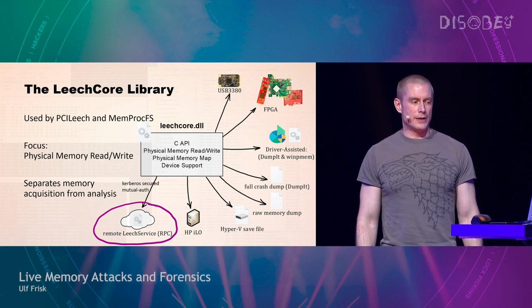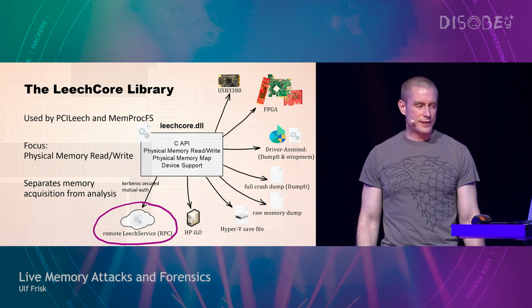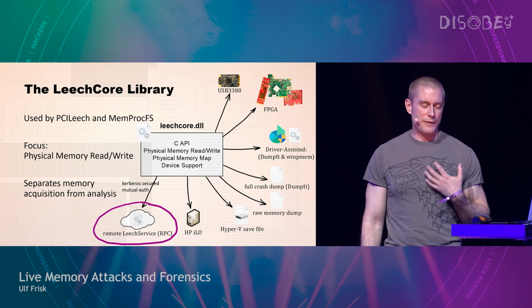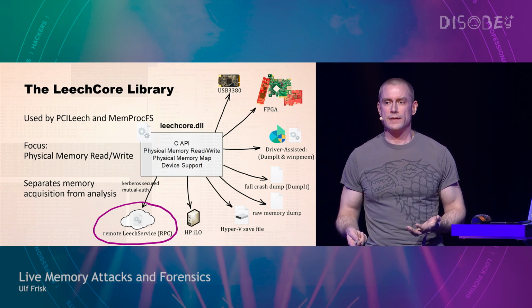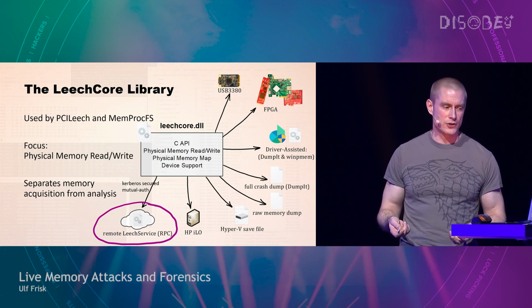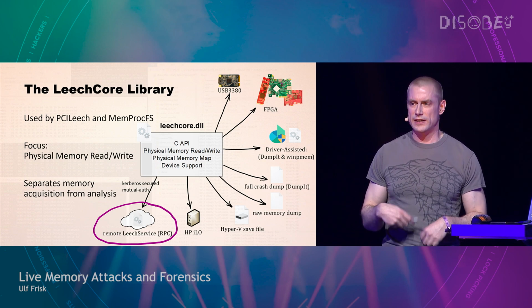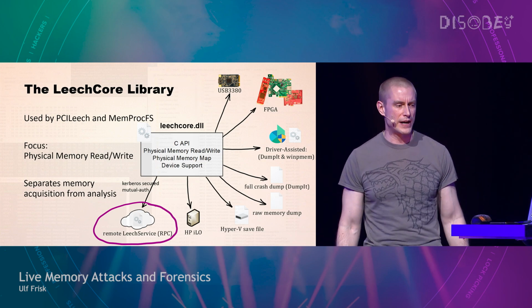Also, I do support connecting to a remote LeechCore instance running as a service on a remote computer. And if I'm doing that connection, it by default is going to be secured by Active Directory, by Kerberos. It's going to be a mutually authenticated connection, which is encrypted and also compressed.